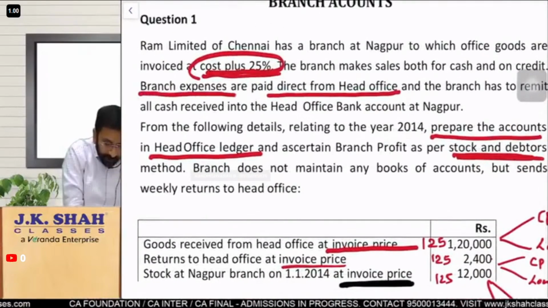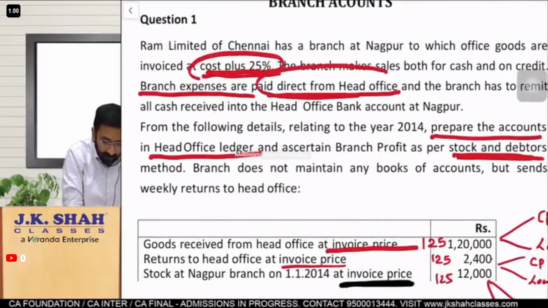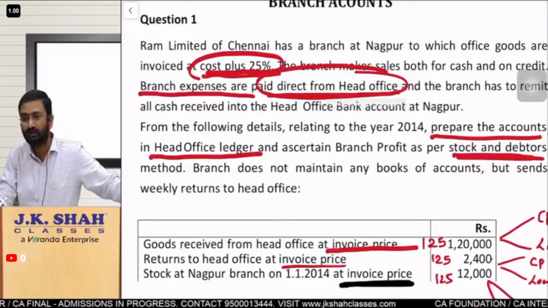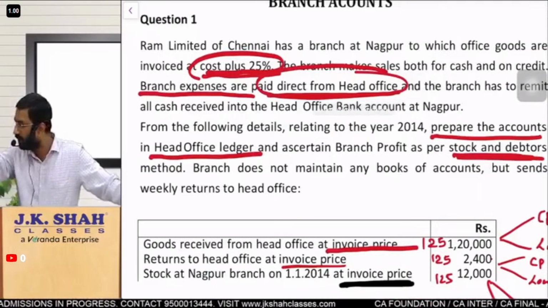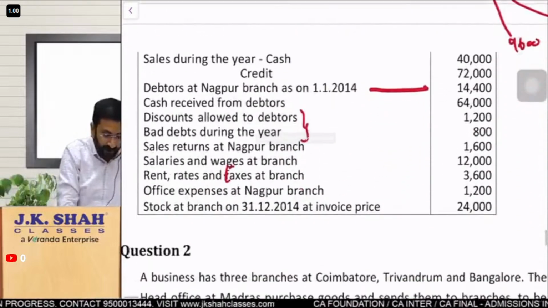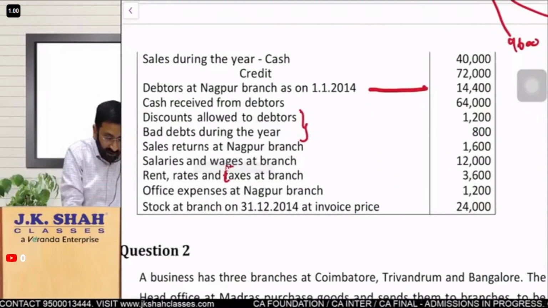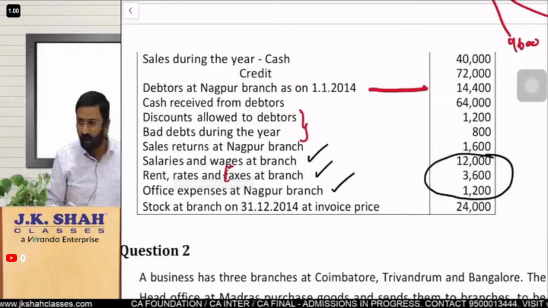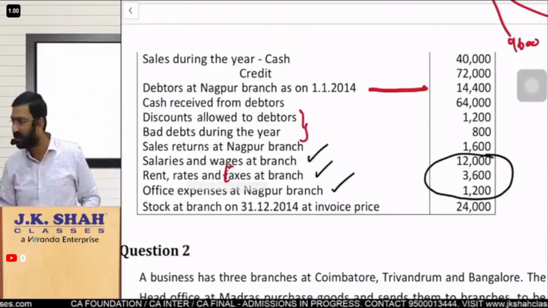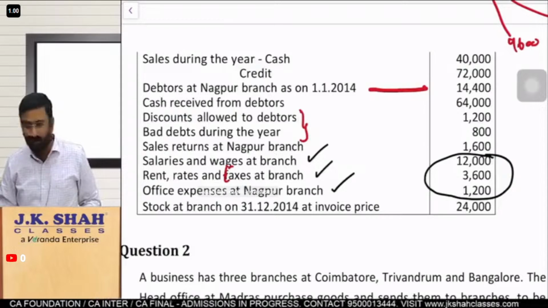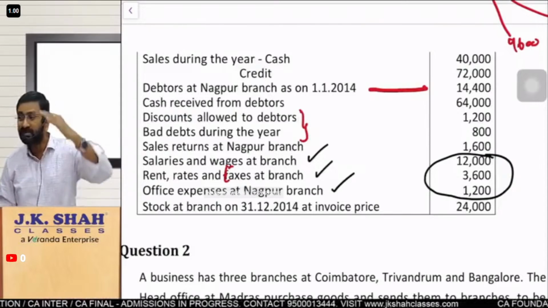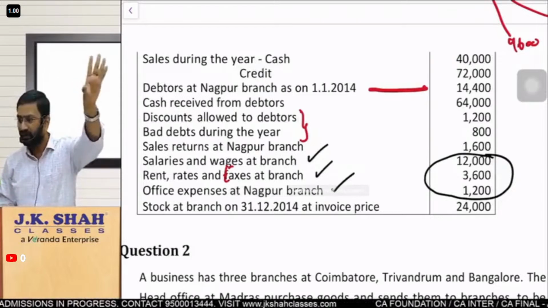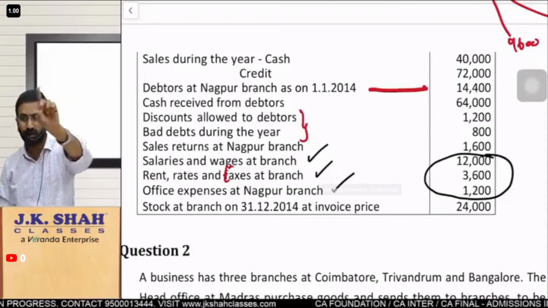Branch expenses are paid direct from head office. Underline that. Branch is not paying. Directly who's paying? Head office. See what all expenses are there. Salary is there, rent is there, office expenses are there. Total everything. I don't want to differentiate. Everything is branch expense, 16,800. 12, 15, 6, 16,800. Entry: branch expenses to head office cash, because they are paid directly at head office. I don't differentiate all the three. So branch expense to head office cash.